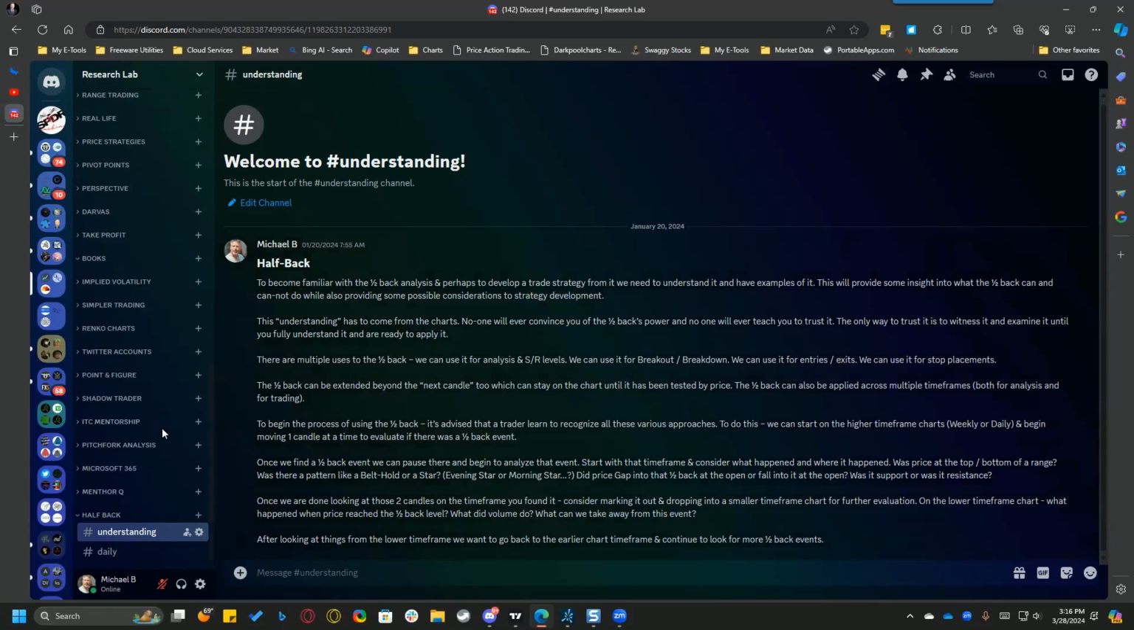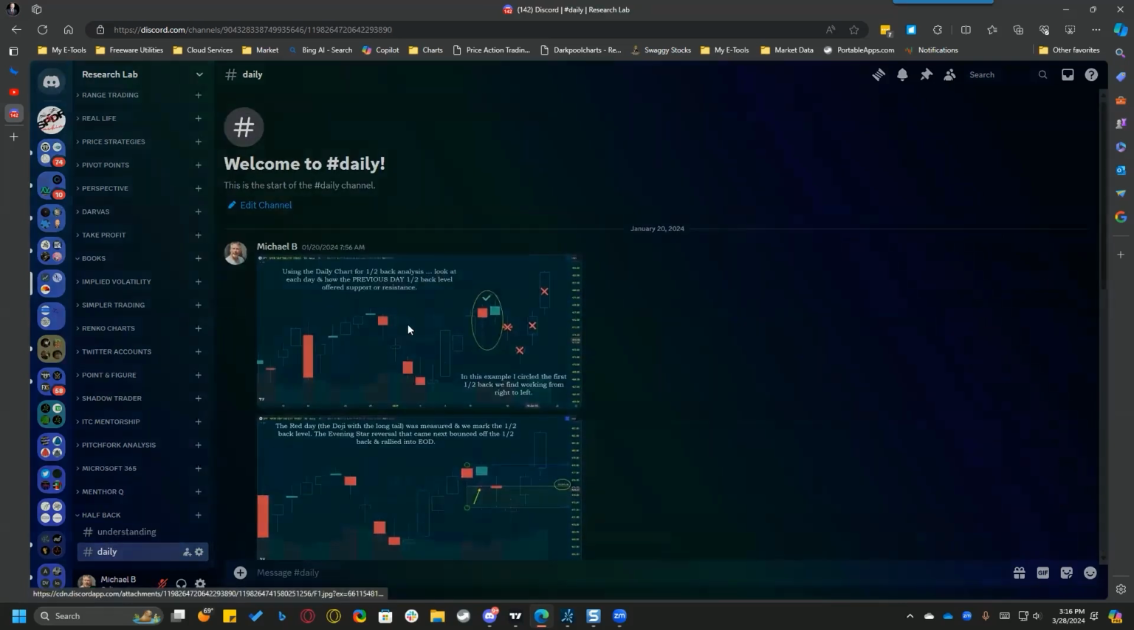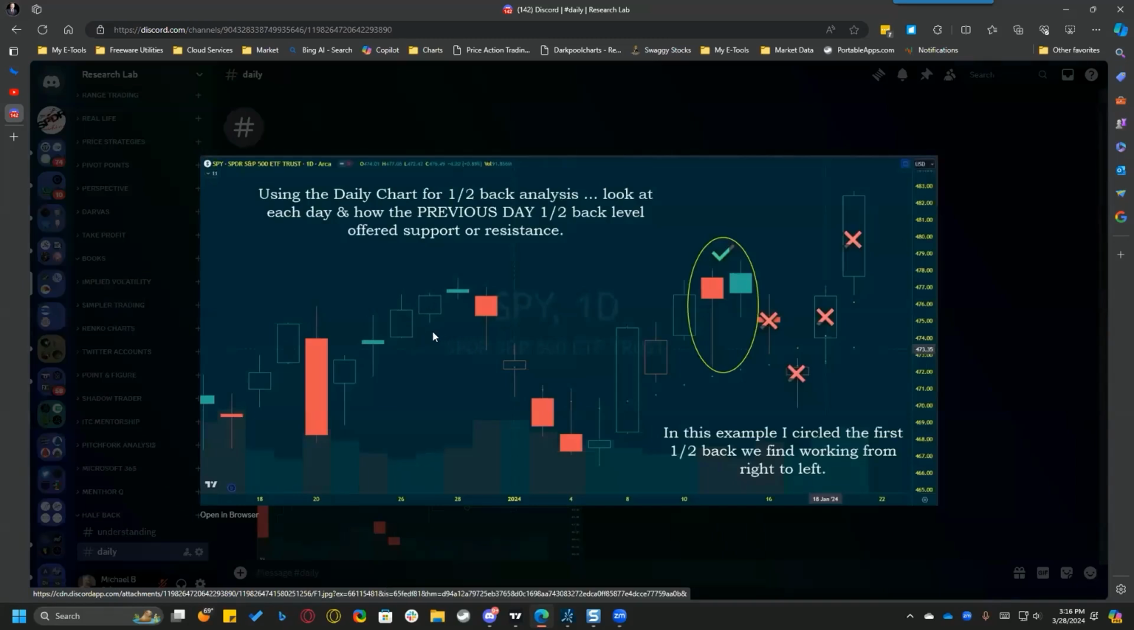Okay, so nice little write-up. Let's kind of look at some of these charts. I'm on a daily chart. I got the SPY using this for the halfback analysis.